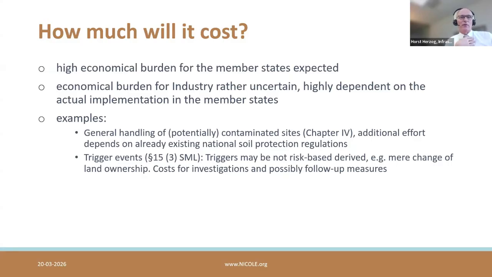We just brought in two examples. First, the general handling of potentially contaminated sites. Will there be an additional effort on top of an already existing very high standard in many member states, for example in Germany, the Netherlands or Belgium? And what about trigger events?